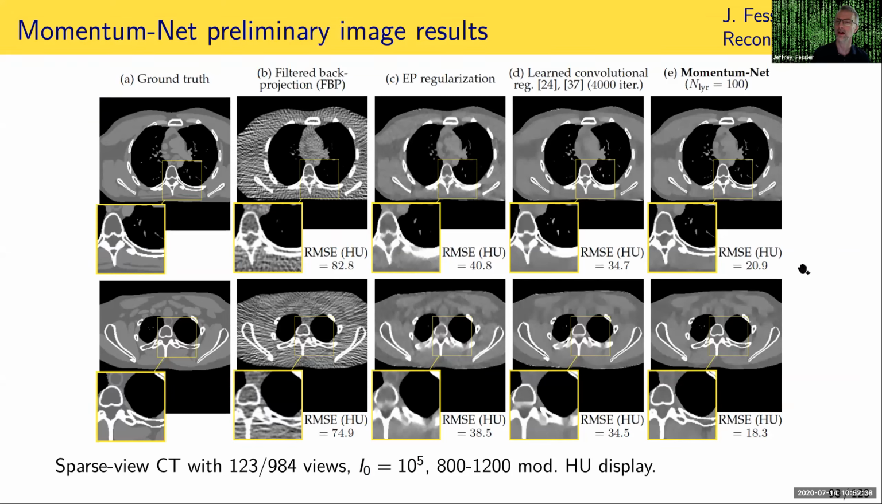So I'm pretty excited about this. This is probably the best images for CT that have come out of my group, and we'll be applying this to MRI pretty soon.